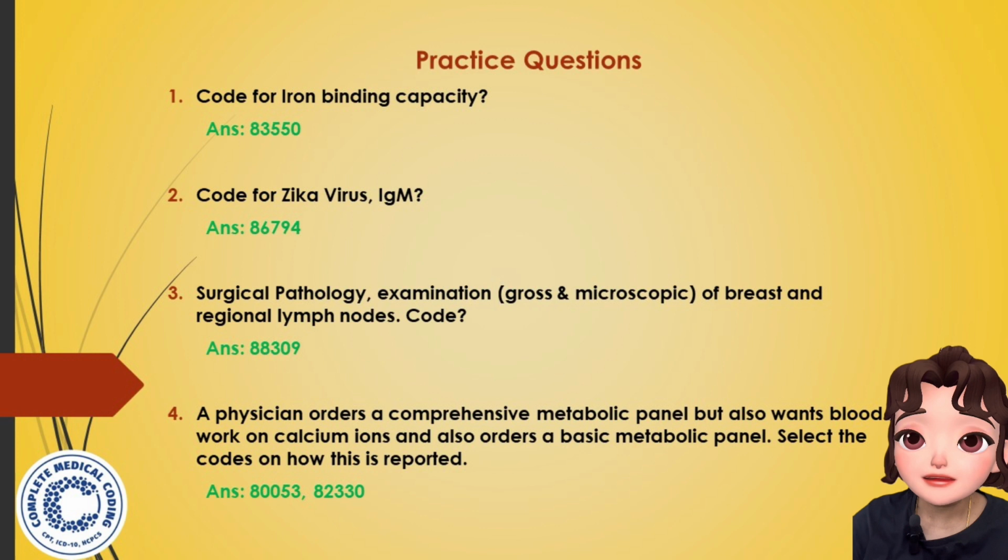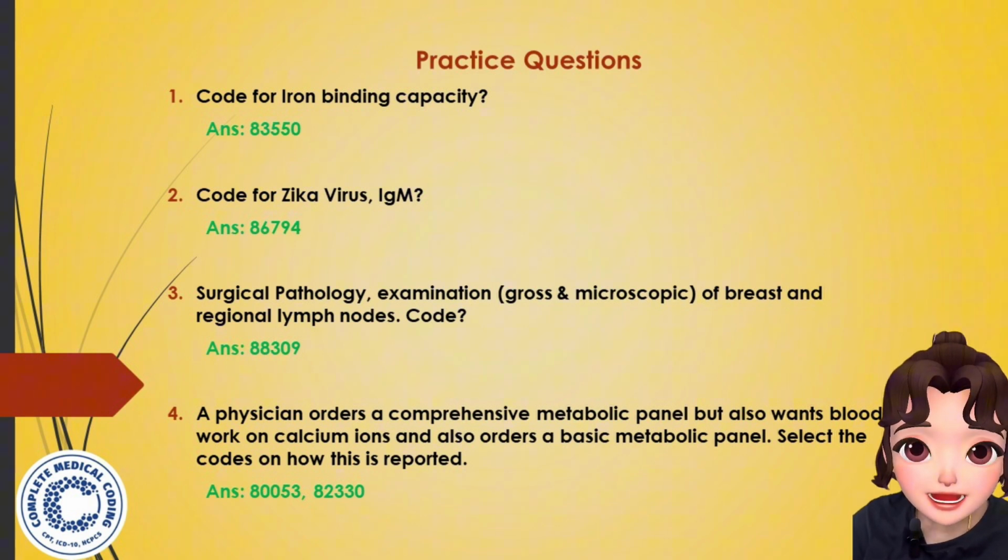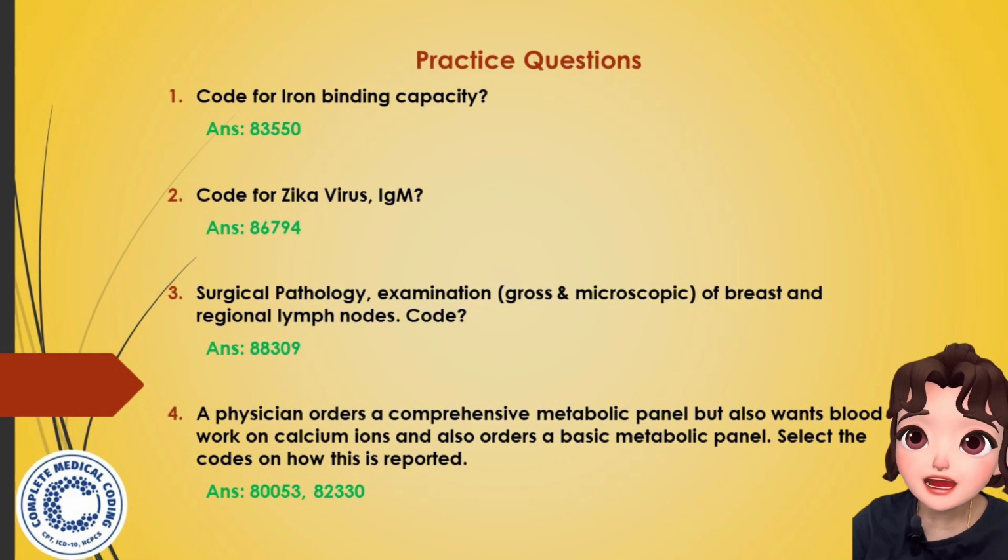Now, code for Zika virus, IgM. So, check for Zika virus, but you will get two codes, IgG and IgM. In our question, you should be careful. IgM is the question. So, you should code for IgM. Okay. 86794.